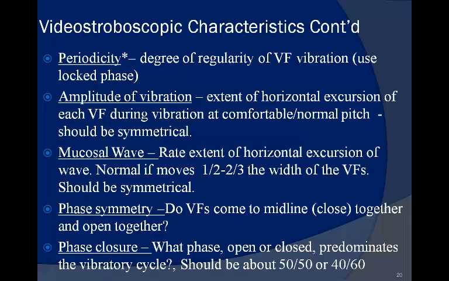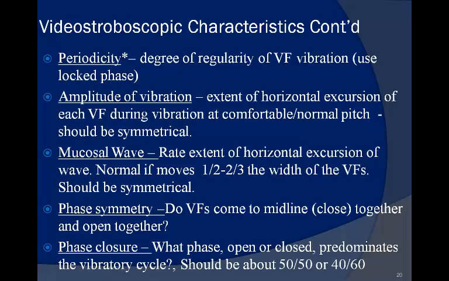A decrease in mucosal wave excursion or absence of mucosal wave is seen in cases of decreased tissue pliability, such as scarring, mass lesions, sulcus vocalis, and mucosal dryness. The wave also may be increased, as in cases of polypoid degeneration. The decrease in the wave may be confined to a segment of the vocal fold or occur across the entire vocal fold.